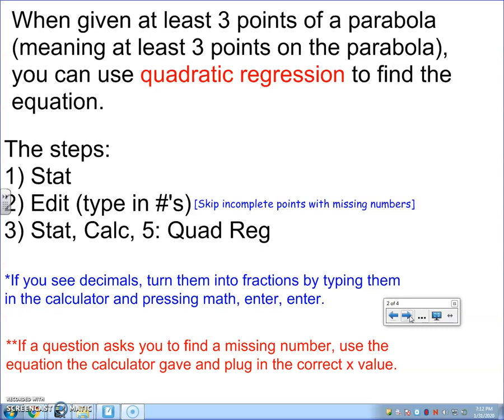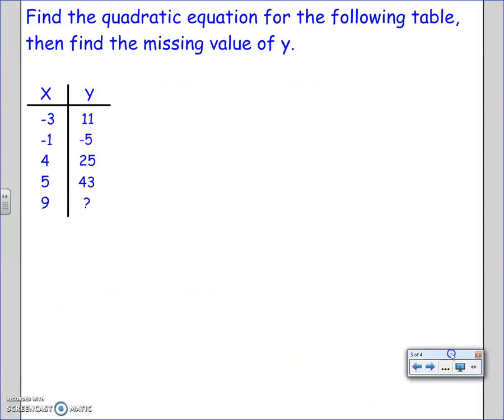And then if a question asks you to find a missing number, you use that equation from the calculator, and then you plug in the correct x value, simplify, find the y value. So only 2 examples, pretty simple. Again, you need a calculator. So here's the first one: find the quadratic equation of the following table, then find the missing value of y. So we have 5 points there. The last one, 9 comma question mark, is missing.